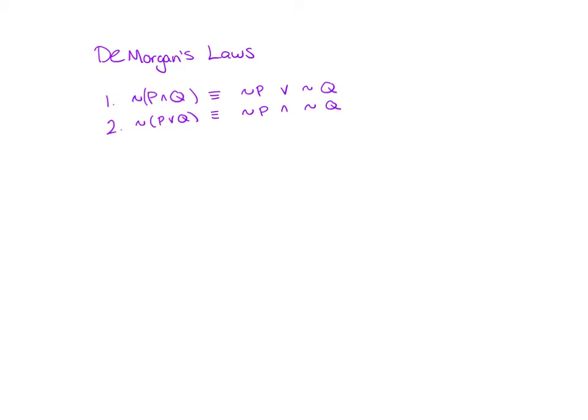These two statements here are called De Morgan's laws. They tell us how to negate ands and ors. And what we're going to do is show that these two sides of the equivalence are equivalent to each other using this technique of truth tables. So let's see how that's going to work.